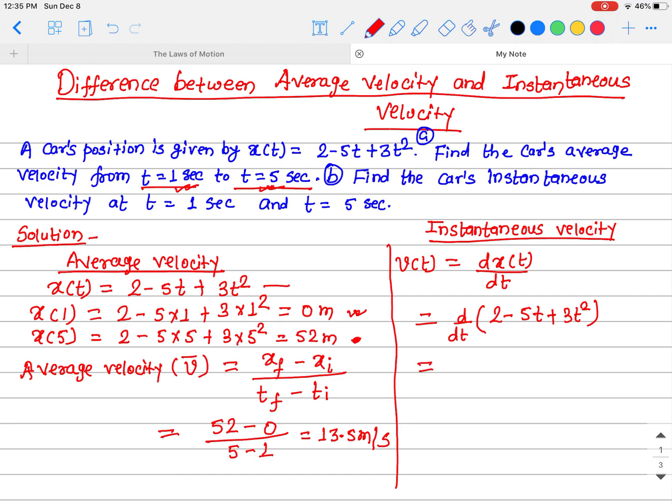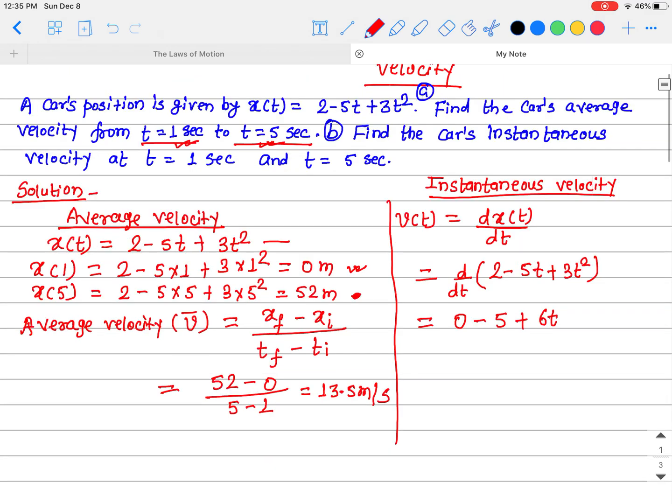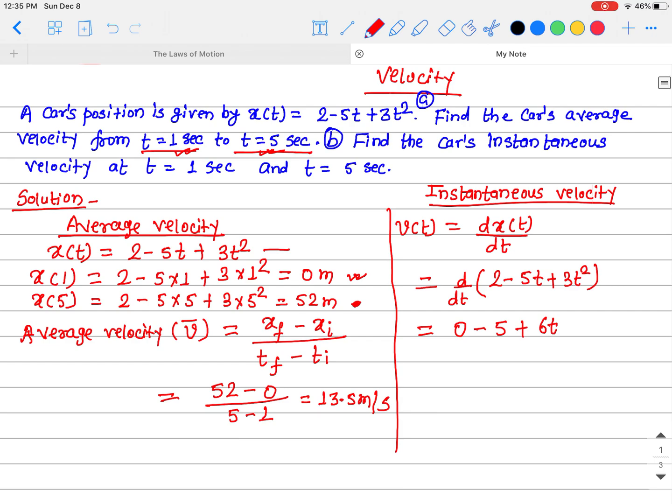2 is a constant, so if I take a time derivative, it will be 0. Minus 5, and it will be 6 times t. If you want to know how to take the time derivative, please watch my other videos on derivatives. So what I get is minus 5 plus 6t. This is v(t), the instantaneous velocity. Now what is being asked here: find the car's instantaneous velocity at time t equals 1 second and time t equals 5 seconds.